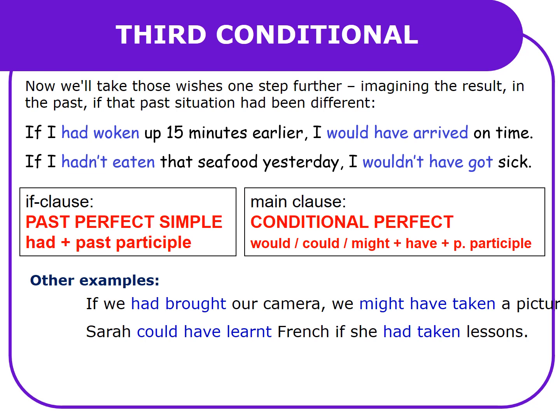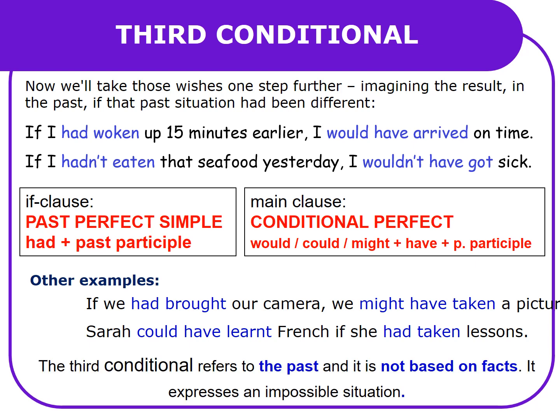Other examples: if we had brought our camera, we might have taken a picture. So I'm speaking about regret. We didn't bring our camera and we didn't take pictures. Sarah could have learned French if she had taken lessons. So it's regret also. The third conditional refers to the past and it is not based on facts. It expresses an impossible situation.